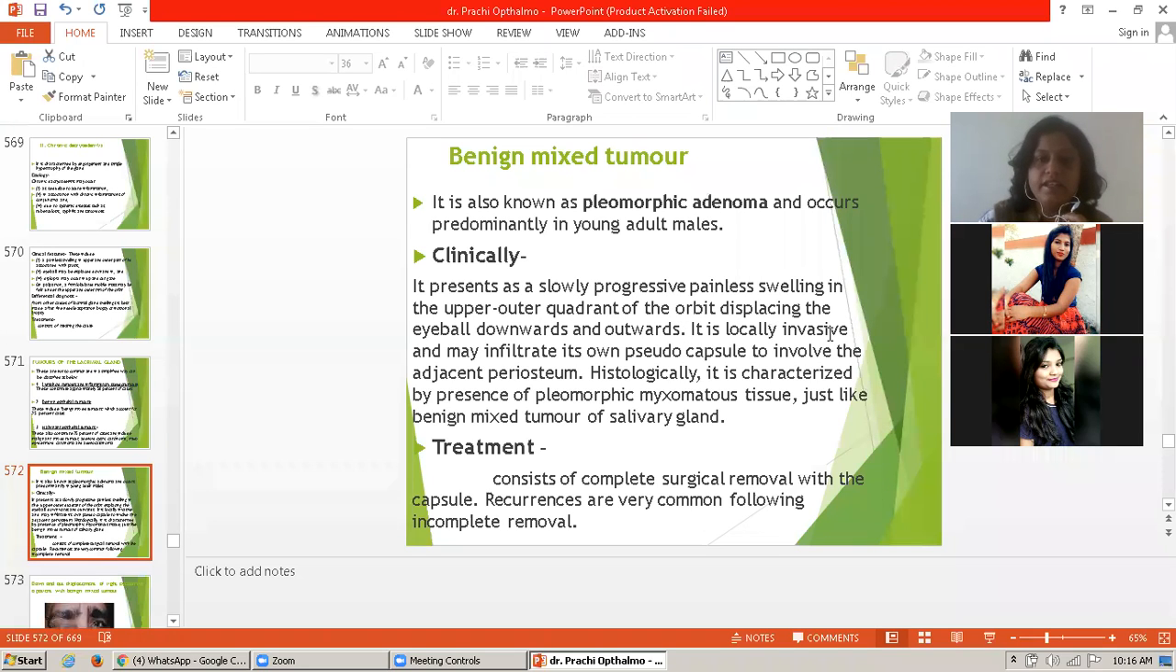It is locally invasive and may infiltrate its own pseudocapsule to involve the adjacent periosteum. Histologically, it is characterized by the presence of pleomorphic myxomatous tissue, just like a benign mixed tumor of the salivary gland. So, it is known as the pleomorphic adenoma and occurs predominantly in young adulthood.